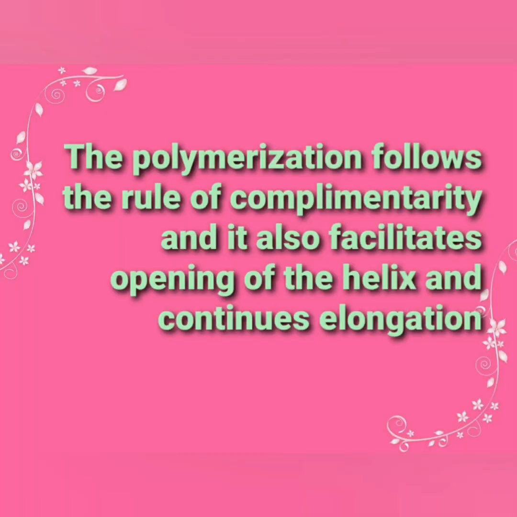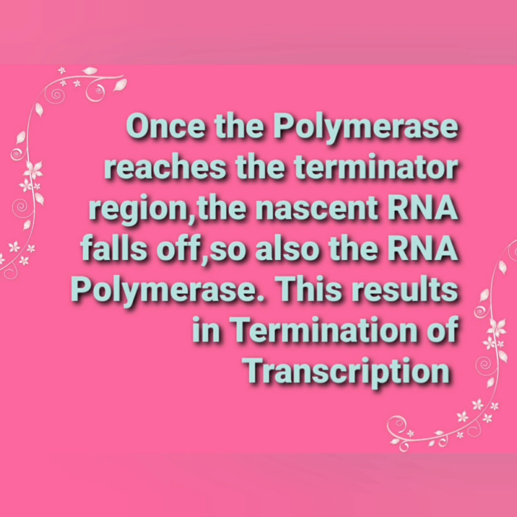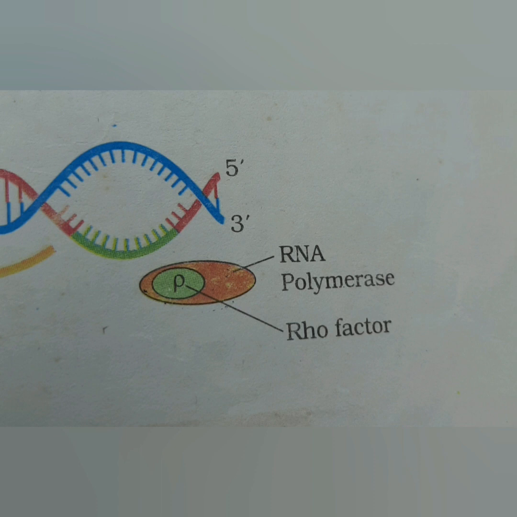The polymerization follows the rule of complementarity, and it also facilitates the opening of the helix and continuous elongation, the second step. Once the polymerase reaches the terminator region, the nascent RNA falls off, so also the RNA polymerase. This results in termination of transcription. Here you can see the RNA polymerase binds to the terminator region with the help of a factor, namely Rho factor.